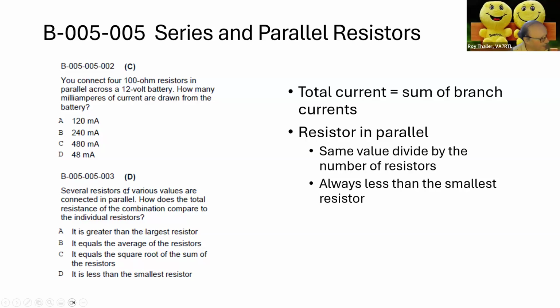So several resistors of various values are connected together in parallel. How does the total resistance of the combination compare to the individual resistors? So in this case, it's less than the smallest resistor value. So D is the correct answer.